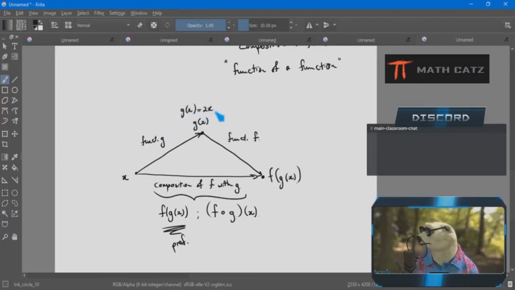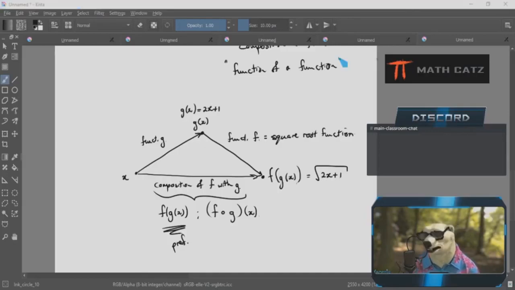taking x to 2x plus 1, and this guy is then going to be, let's say just informally, we're going to get better in a second, the square root function, which takes whatever the input is and puts a square root around it. And in that way, I can nest functions inside of other functions and create composition of functions, or we just say functions of a function. Function of a function. Okay, we don't have to call them compositions. It's just a function of a function. Functions nested inside other functions.